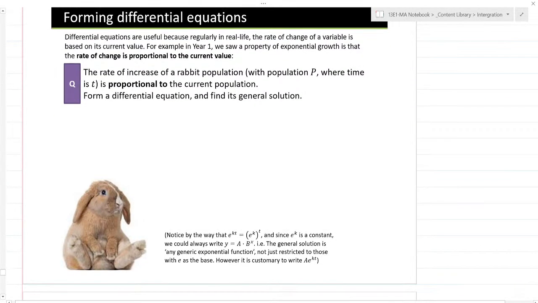All right. Last part of integration, and the last thing that I am ever going to teach you new. That's sad, isn't it? All right. Forming differential equations.